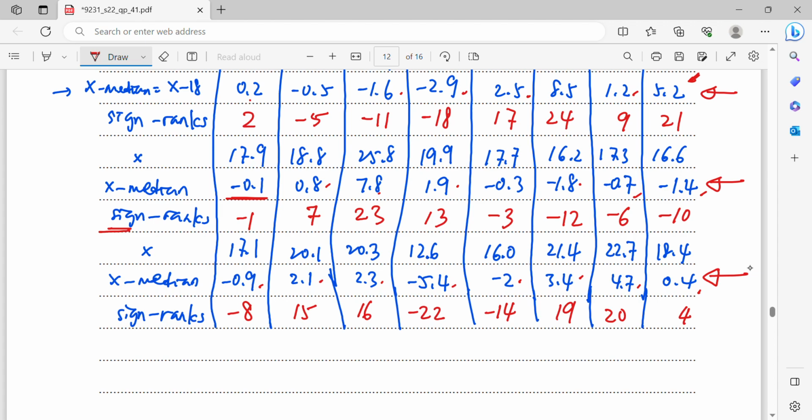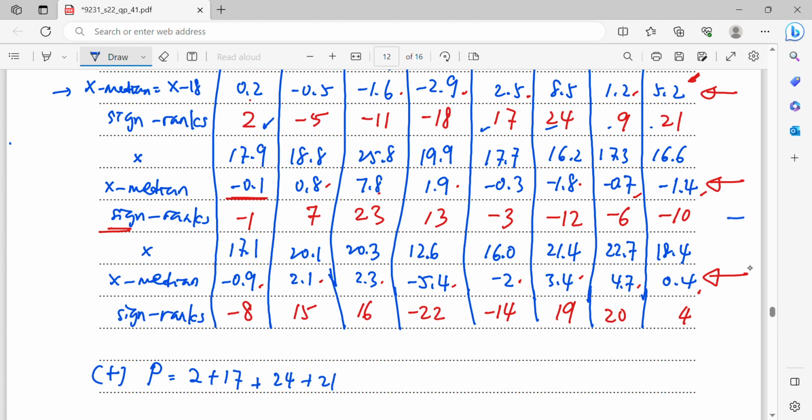So now, next step is to calculate the total positive side ranks and also total negative side ranks. P is referring to plus. So now my P is going to be the summation of all the plus side ranks. So now let me leave a space here. So here for the plus sign, the P is going to be 2, 17, 24, 9, 21, and so on. Alright, so it's going to be 2 plus 17 plus 24 plus 21.